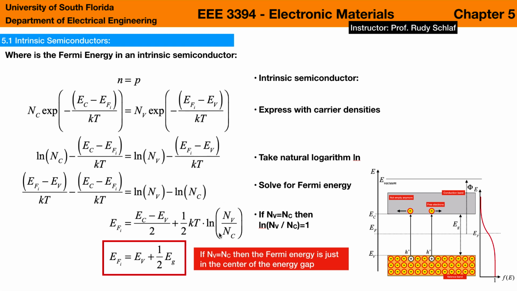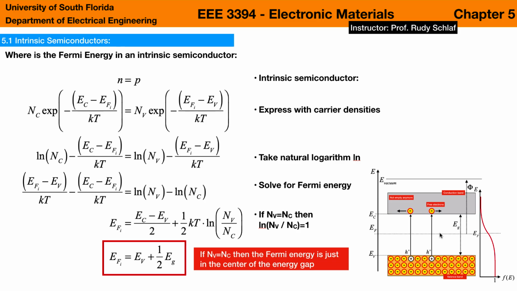If we do that, then we see here that the Fermi energy of the intrinsic material is just EV plus half of the band gap. And so indeed, the Fermi energy is in the center of the band gap if the effective densities of states are the same. In many semiconductors, this is actually pretty close, and so it's a pretty good assumption that the Fermi energy is close to the center of the gap in many semiconductor materials.